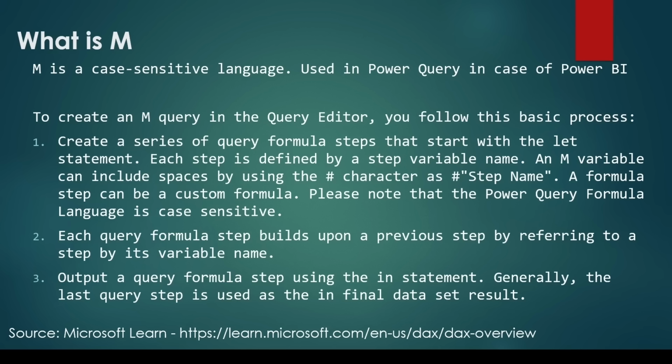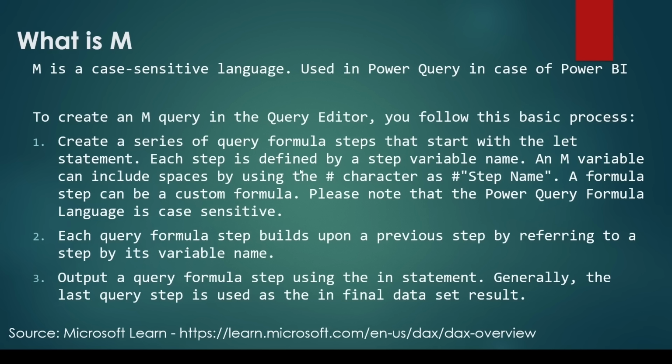To create an M query in the query editor, you have to follow this basic process. First is to create a series of query formula steps that start with a let statement. So let is the first statement. Each step is defined by a variable name. So every step will have a variable name, and an M variable can include a space by using the hash character as hash, double quotes, step name.